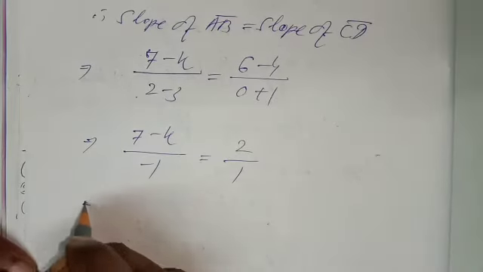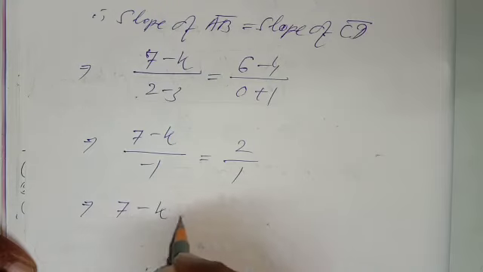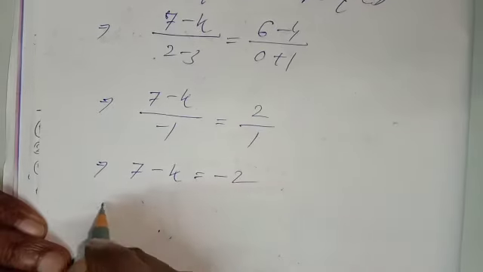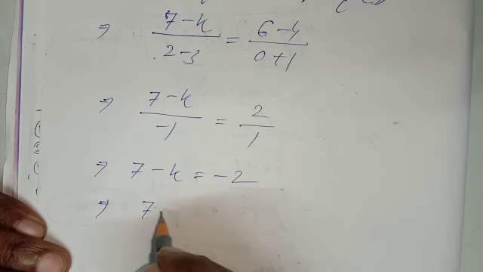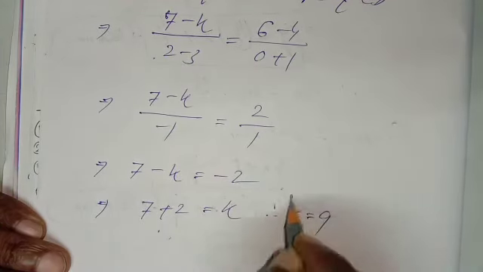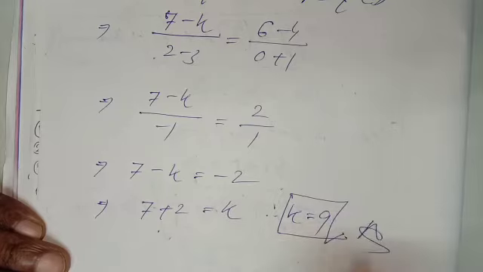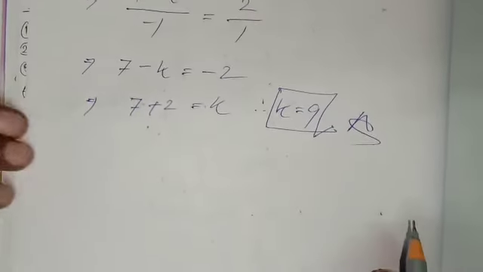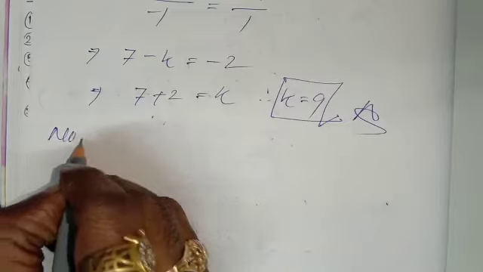Okay, so how much are you getting? 7 minus k is equal to minus 2. That means k is equal to how much? 7 plus 2. So what is the value of k? k is equal to 7 plus 2, 9. In this way the second question is also completed. Let us go to number 3 question.